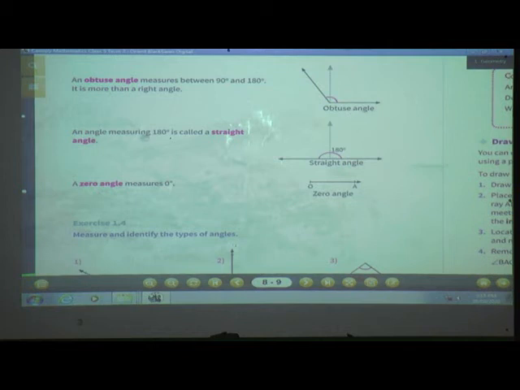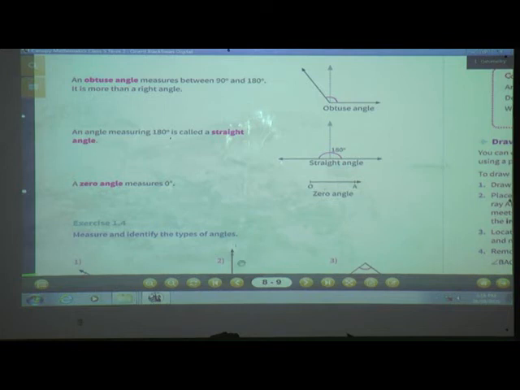An angle measuring 180 degree is called a straight angle. Here is a straight angle. It is measuring 180 degree. And the last one, a zero angle, measures 0 degree. See, here is the diagram of a zero angle.